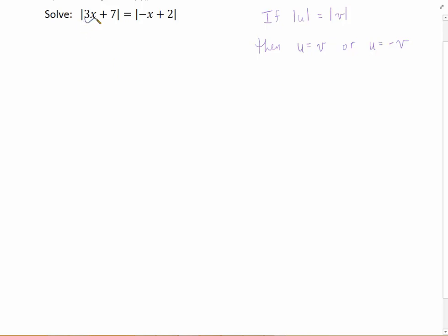Let's think of the 3x plus 7 as our u, and then negative x plus 2 as our v. So then one equation we can write is 3x plus 7 is equal to negative x plus 2. Or u equals negative v: 3x plus 7 equals, now here we have to be careful. We have to change the sign of the entire expression. So what we generally do is put a negative in front of the entire expression, negative x plus 2.